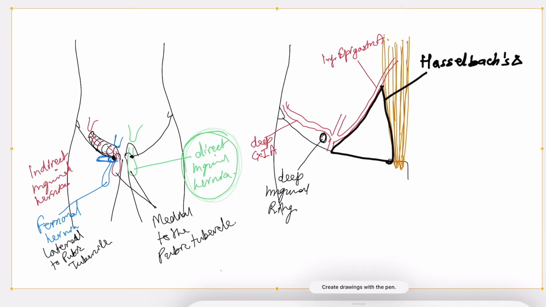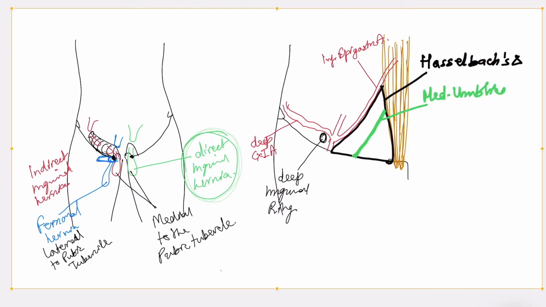This triangle is further subdivided by the medial umbilical ligament. It runs like this here. This is the medial umbilical ligament. Now what is this medial umbilical ligament? It actually is a remnant of the obliterated umbilical artery.